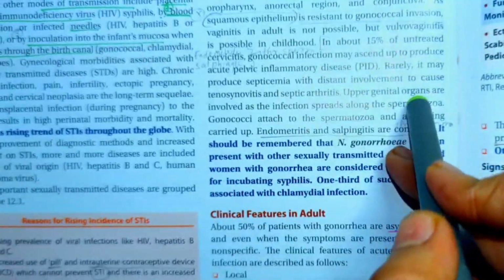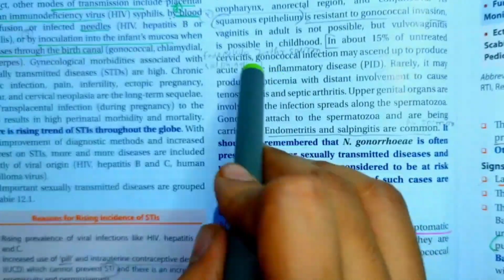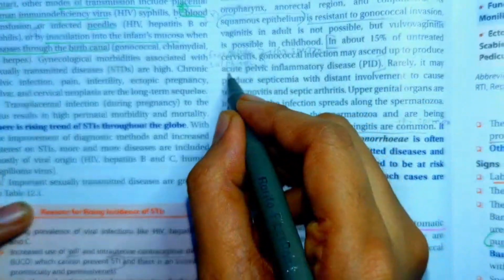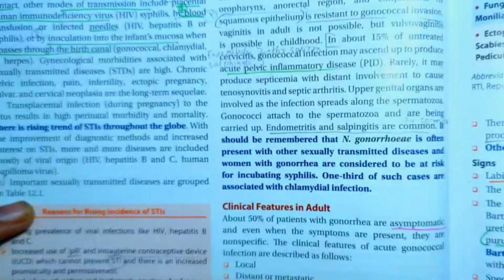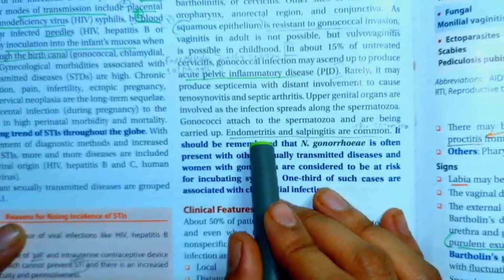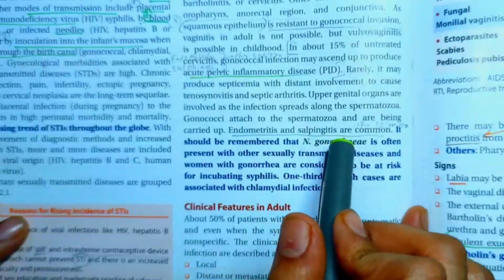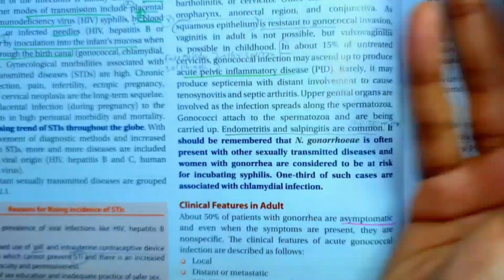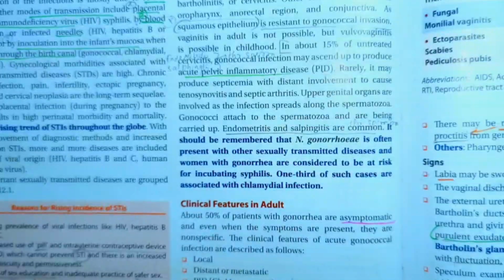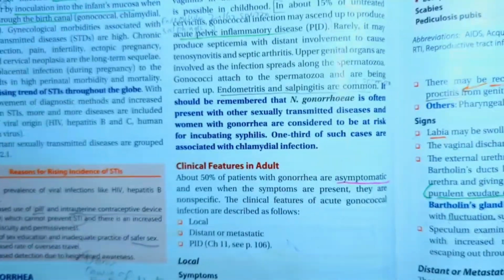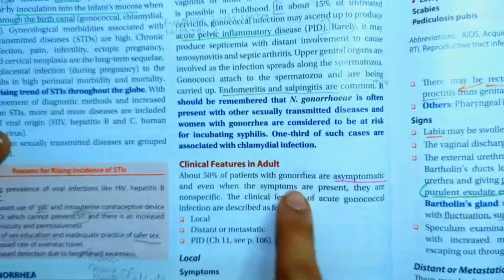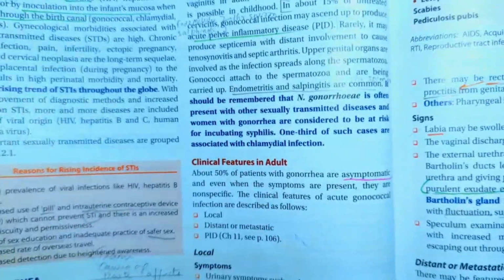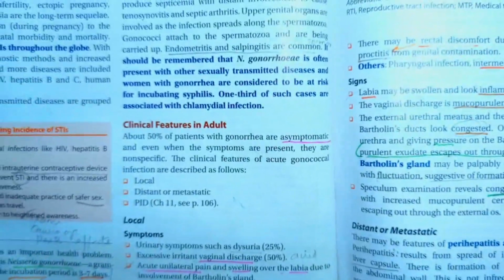If about 15% of cases are untreated in the cervicitis, in the infection, it can lead to acute pelvic inflammatory disease, most commonly endometritis and salpingitis, because through the sperm transport it can affect all the parts. Later we have to see the signs and symptoms. Mostly they will be asymptomatic and will not have any symptoms.